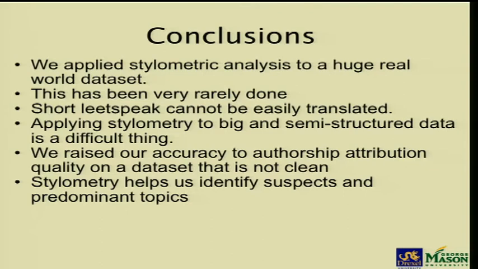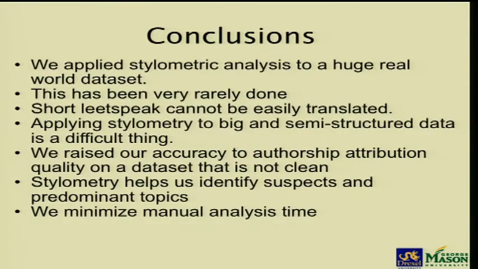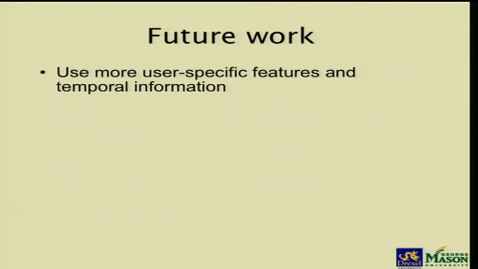And we can tell that, especially when Sadia explained how we decreased the number of suspects with relaxed attribution, if you're interested in a particular person, we can still identify at least a set of suspects, and those can also be multiple account holders, and we are able to see predominant topics in forums. And this minimizes the manual analysis time that was done in the past, like the examples Sadia showed about Brian Krebs. And for future work, we are willing to use more user-specific features and temporal information. User-specific features would be, for example, some users just decide to leave their signatures at the end of a message. So if we use that as a feature, it will have a very high information gain and it will be very strong.